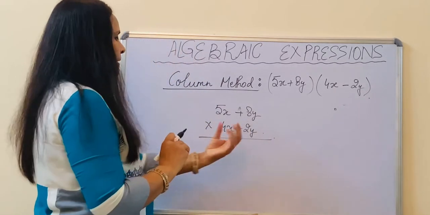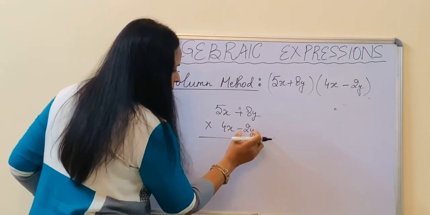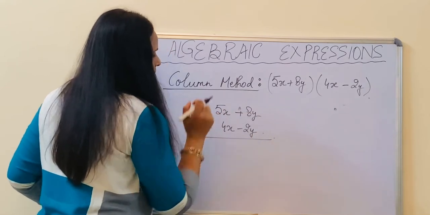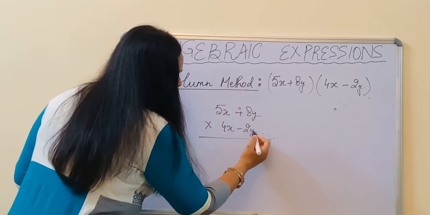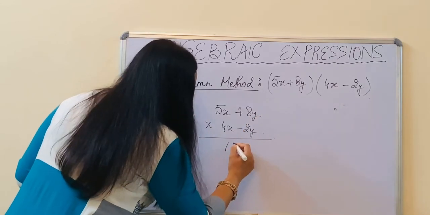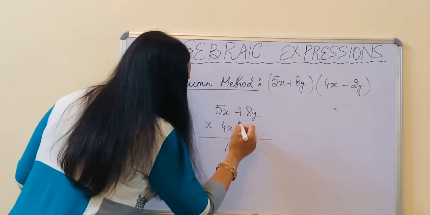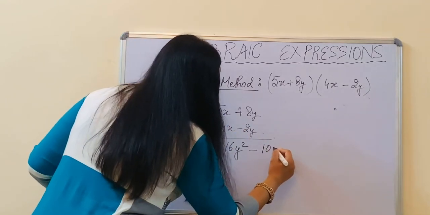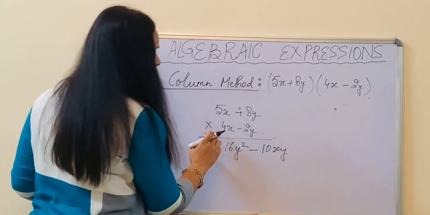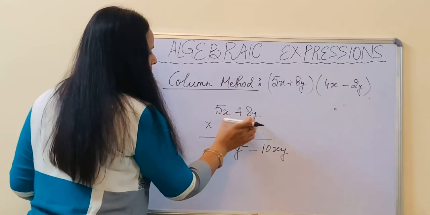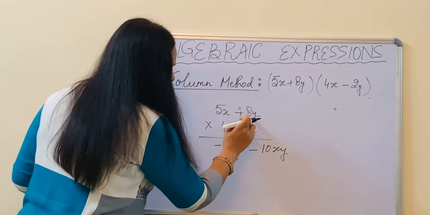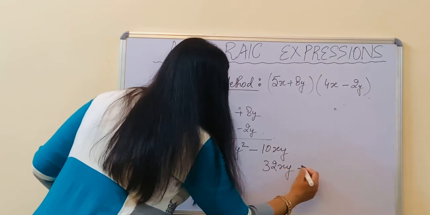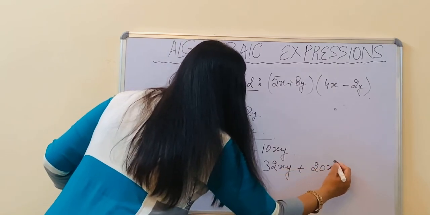We will multiply one by one. First, minus 2y will multiply by the expression 5x plus 8y. This means minus 2y times 8y, 8 2s are 16, minus 16y square, and minus 5 2s are 10, minus 10xy. Now multiplying 4x with the 5x plus 8y: 4x multiplied by 8y, 32xy, plus 20x square.